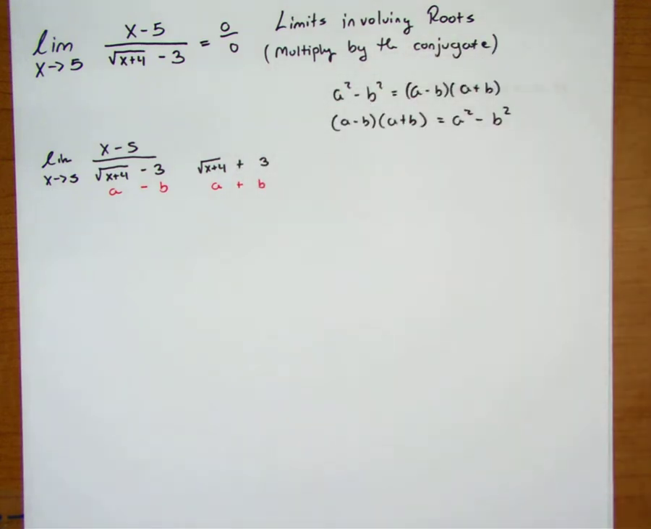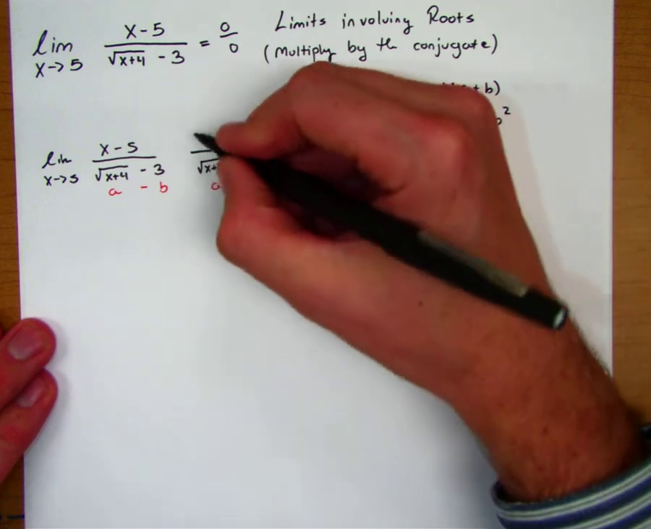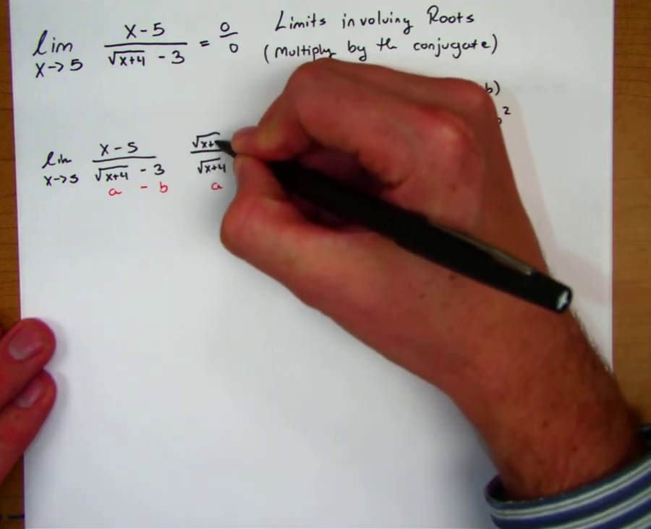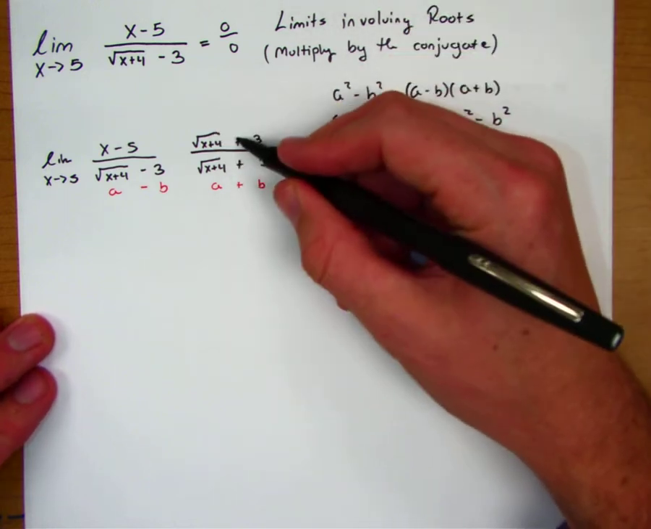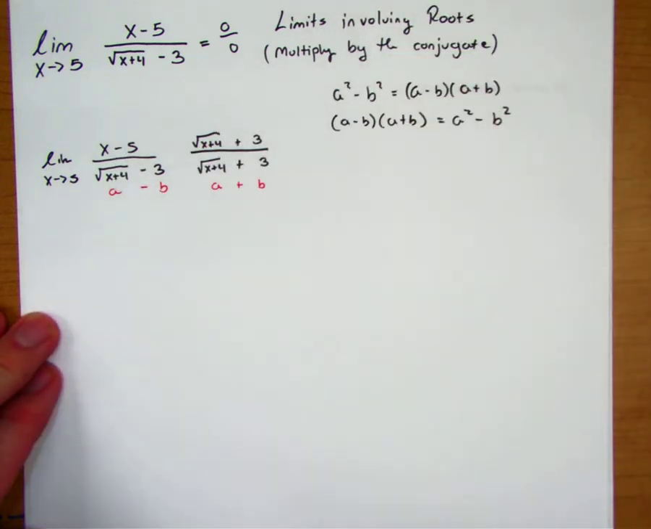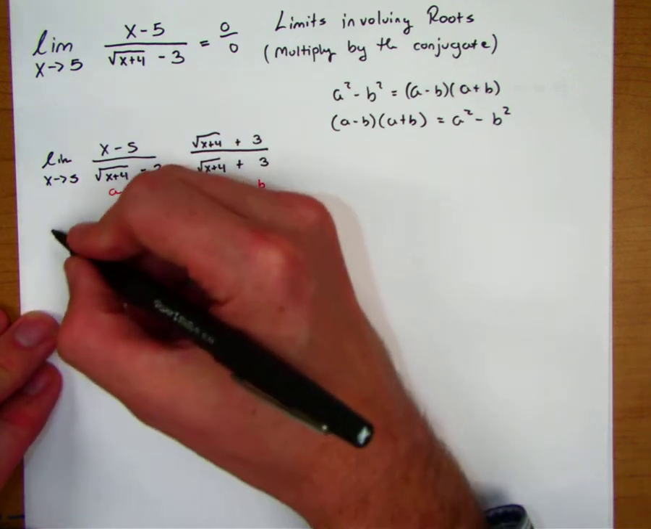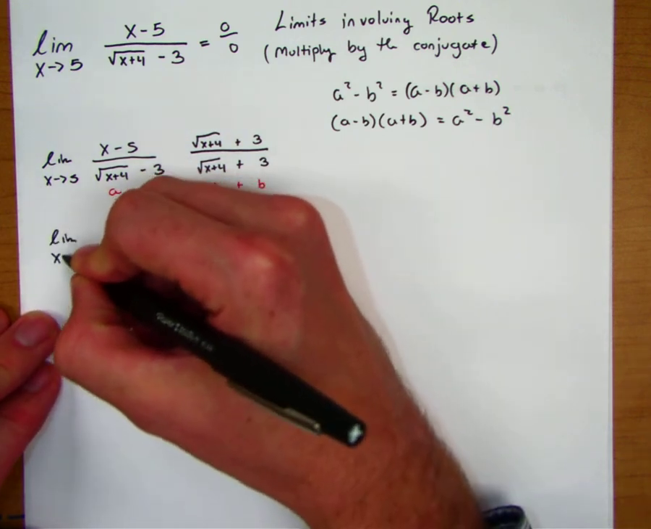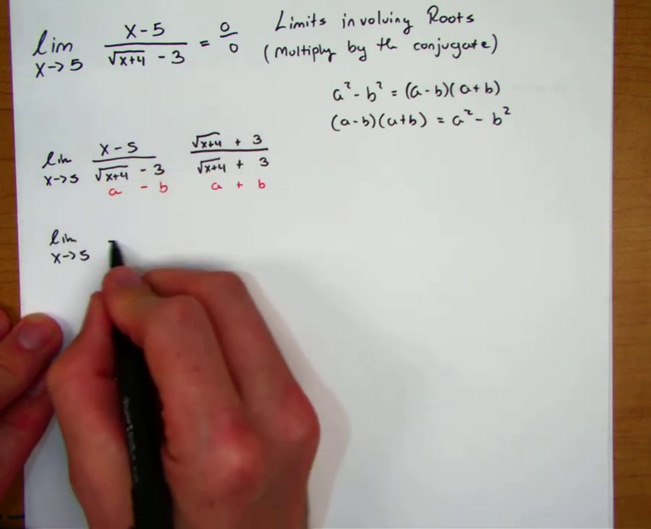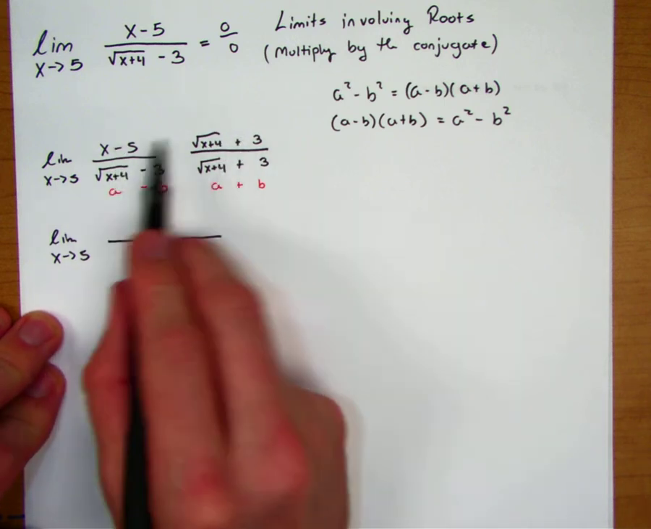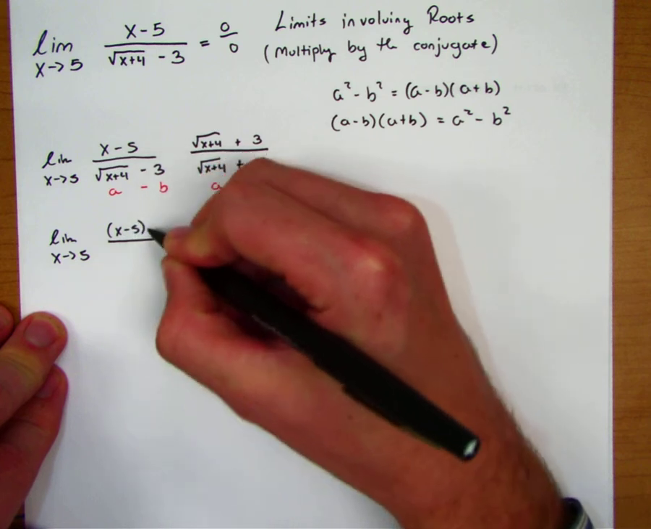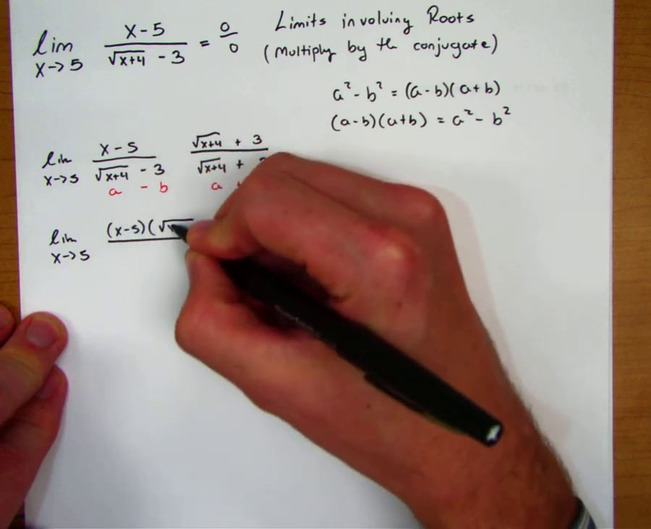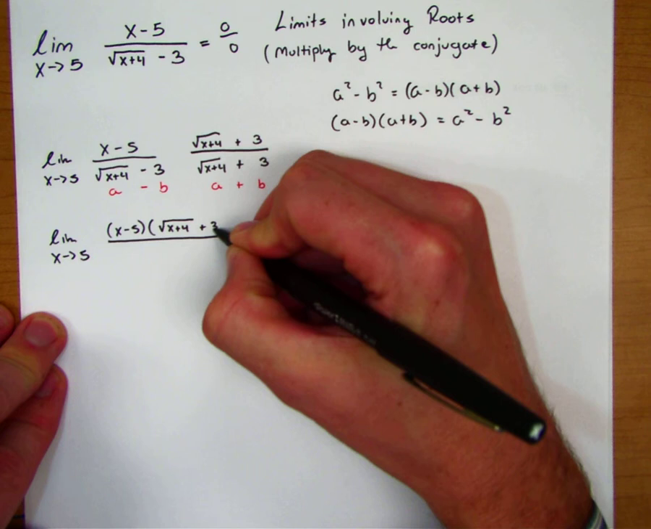Now we can't just multiply on the bottom, we do have to multiply top and bottom. So multiply the top by the same thing, the square root of x plus 4 plus 3, and that is because when we multiply by this, we're essentially multiplying by 1, and so we're not actually changing the value of our function. So now limit x goes to 5. In the numerator, we're just going to put these two together. We're not actually going to expand or combine them. x minus 5 times the square root of x plus 4 plus 3.